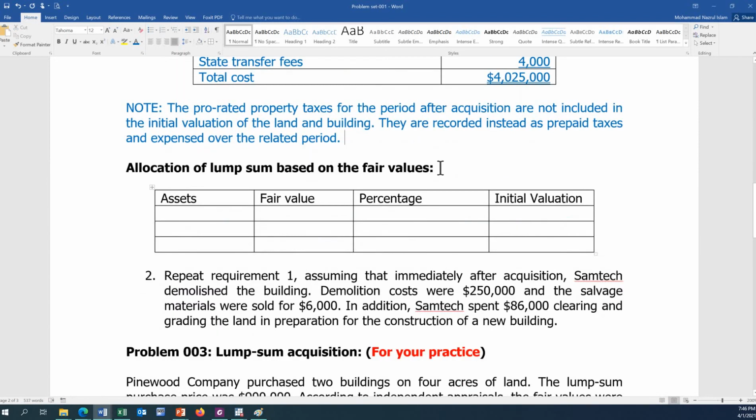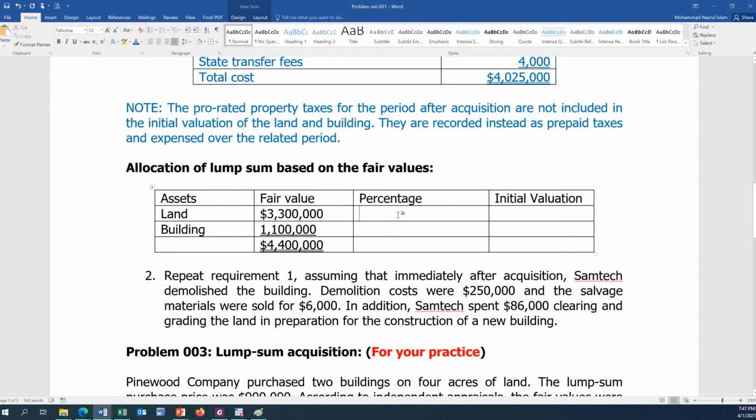And the allocation of lump sum based on the fair values. The asset is land, then we have building. The fair value of the land is 3.3 million, correct? So 3,300,000, and the building is 1,100,000. So the total value of these two is equal to 4,400,000, correct?